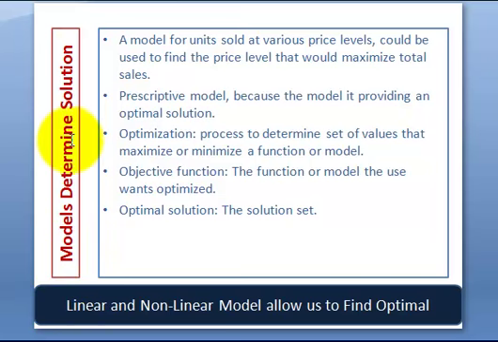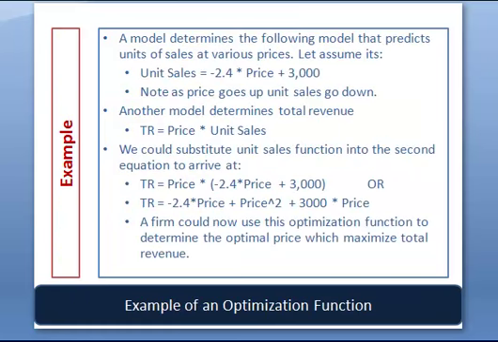Now, models determine what our solutions are. Sometimes we use models just to predict. Sometimes we use models to find out what the optimal solution is, to give us a solution. That's called a prescriptive model. Optimization is the process to determine it, and we set up an objective function, and then it calculates an optimal solution. So let's look at an example. Maybe it'll make a little more sense.